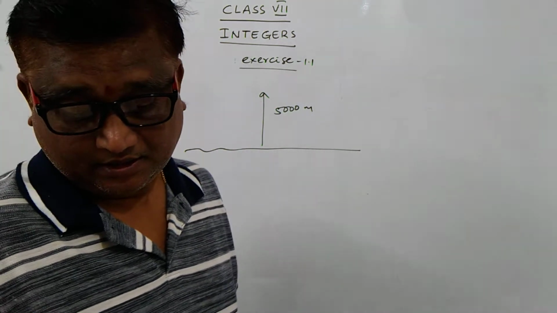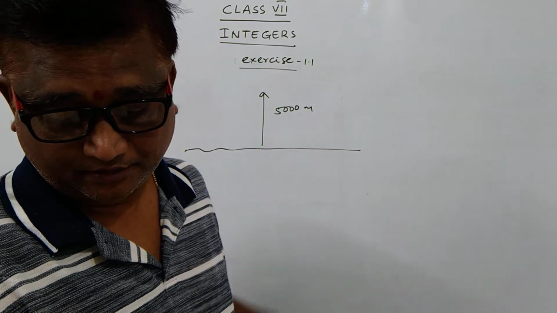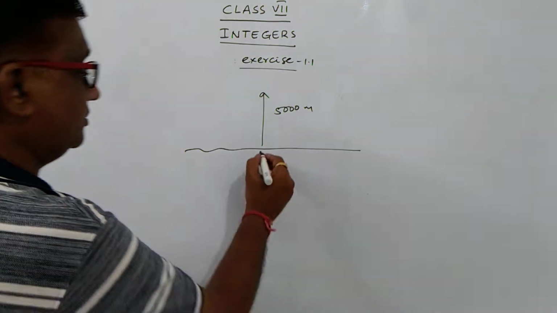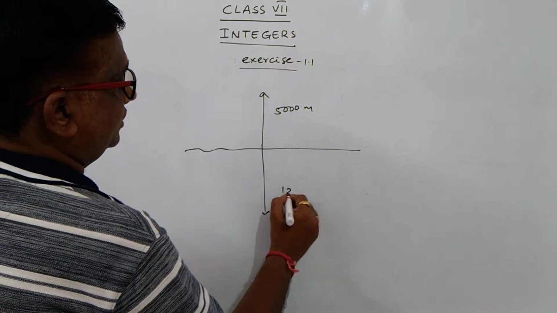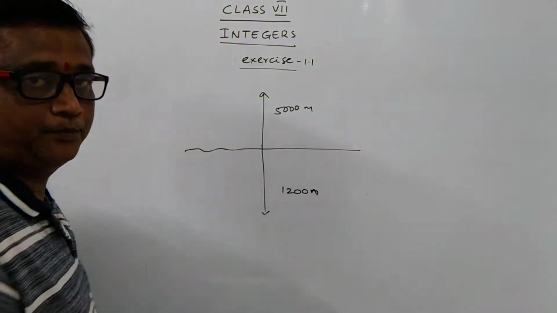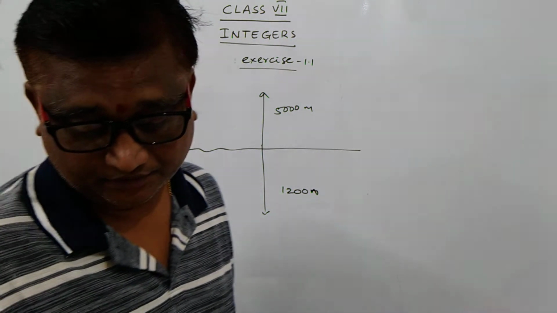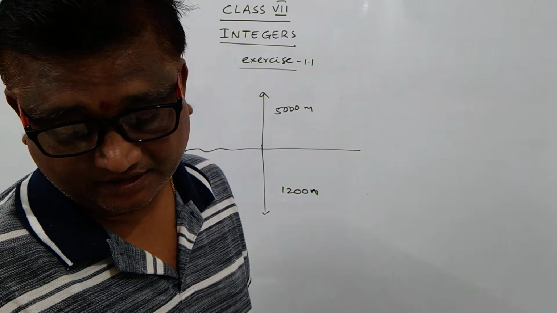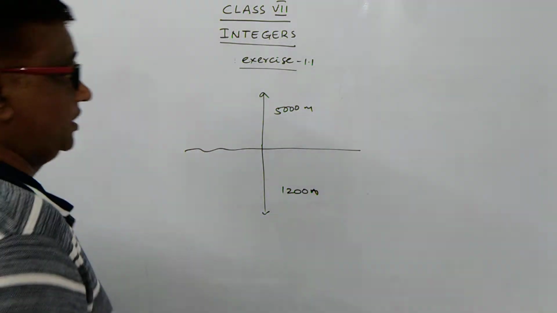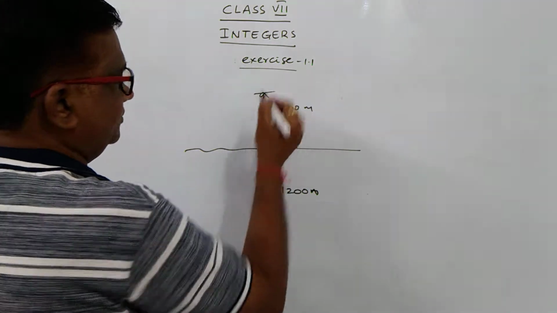And at a particular point, it is exactly above the submarine floating 1200 meters below the sea level. Below the sea level means here. So here we are getting 1200 meters below. So what is the vertical distance between them? So 5000 plus 1200. Normally distance is always positive.